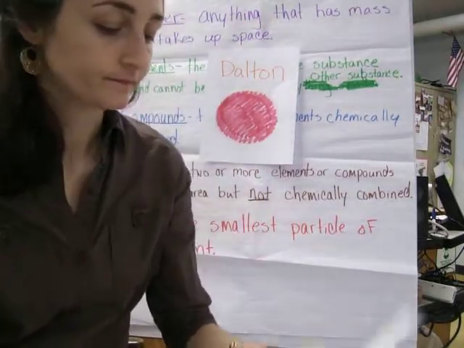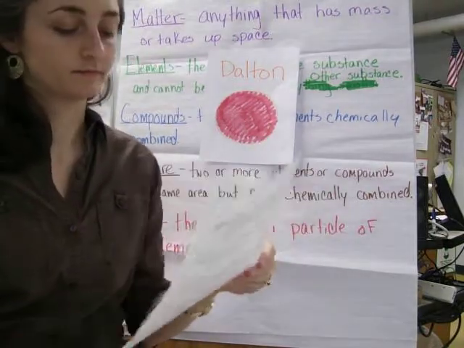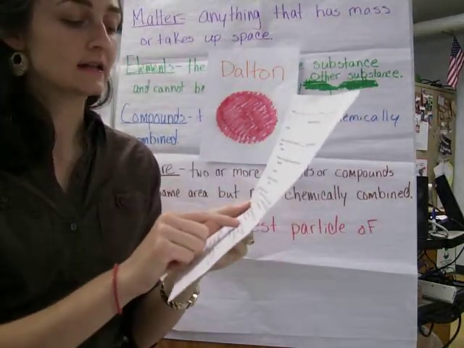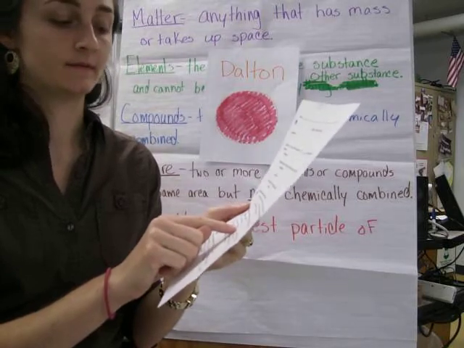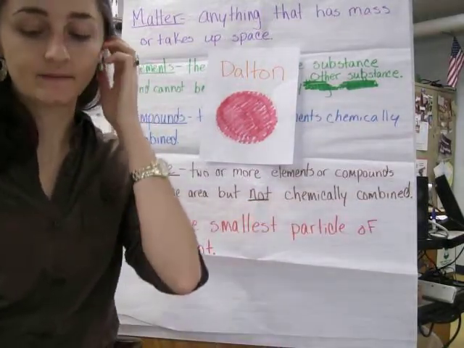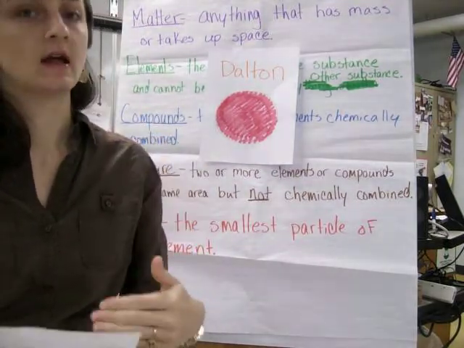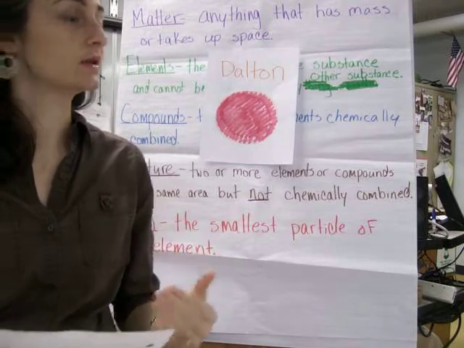So, now we've got some blanks to fill in. Hopefully it didn't take you too long to draw your circle. So, atoms cannot be divided. It's our first blank. Atoms cannot be divided. Let's go to the next statement that Dalton used.